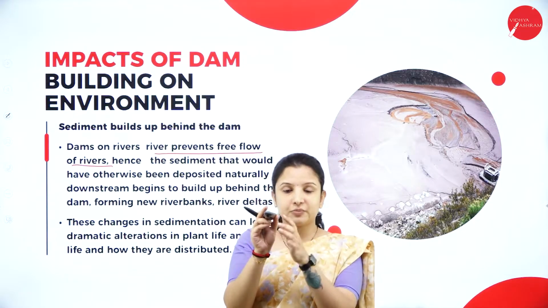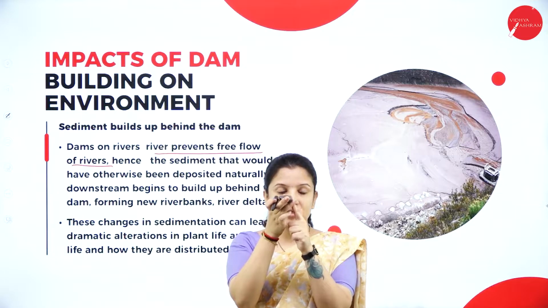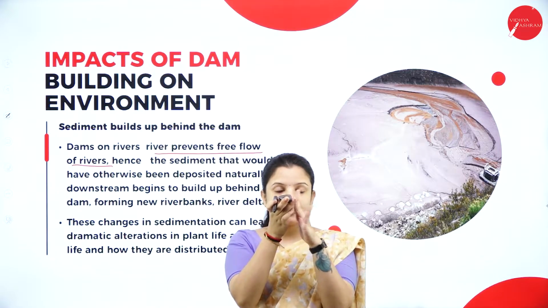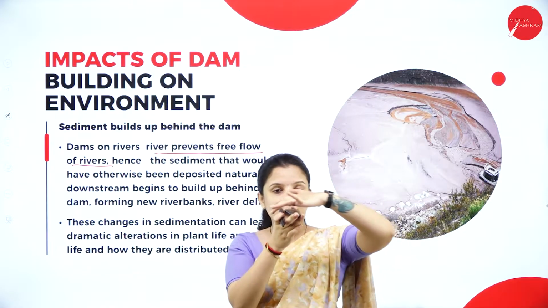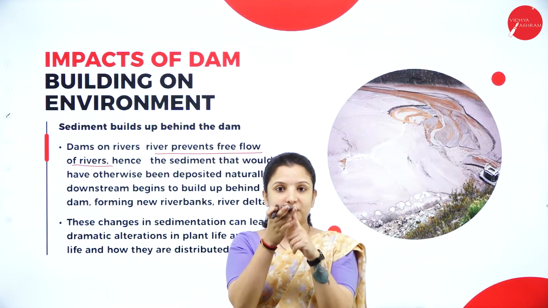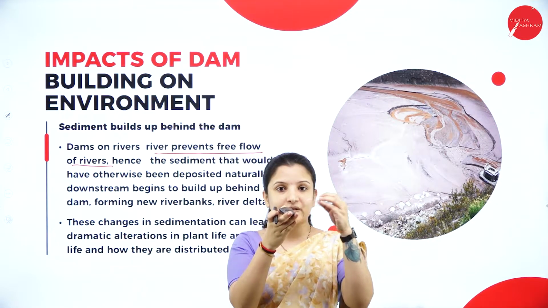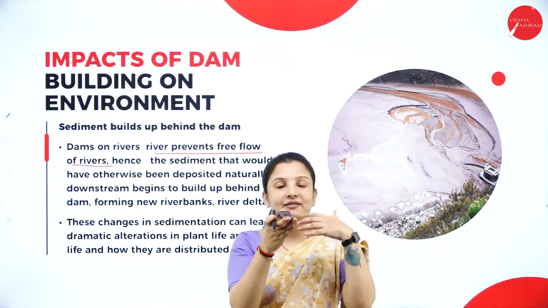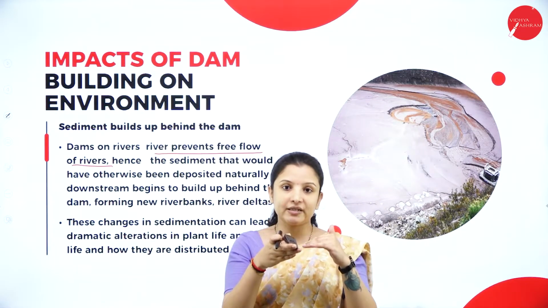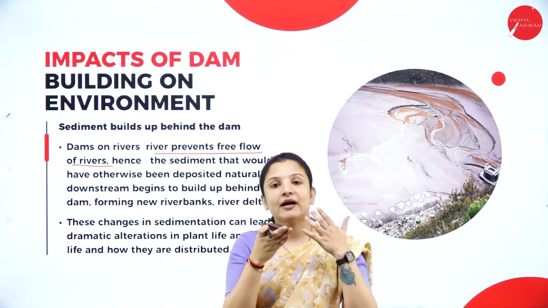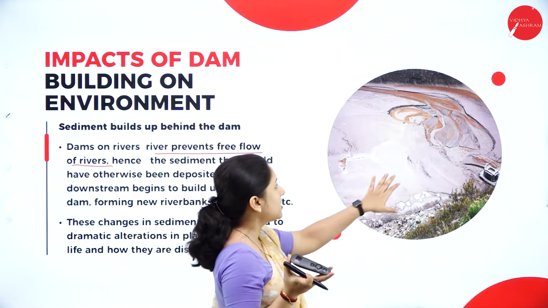If a dam is built here, say for example there is a river here and a dam is built somewhere here, behind the dam the water is flowing, carrying the soil particles. Now it cannot flow further because the dam is built here. So behind the dam itself, what happens? All the soil and debris will start to collect here and build up the sediment. As and when the sediment builds up, that river can entirely become a terrestrial habitat. That aquatic habitat can get converted into a terrestrial habitat.